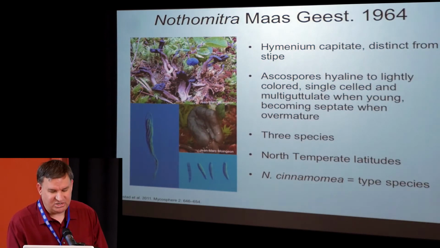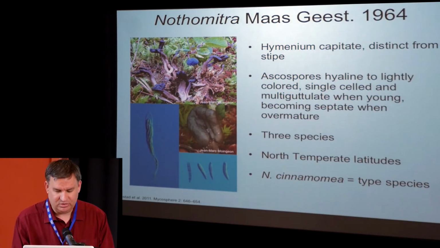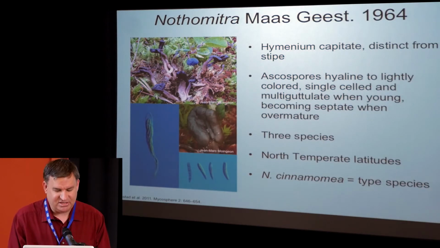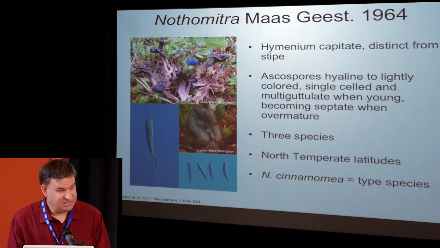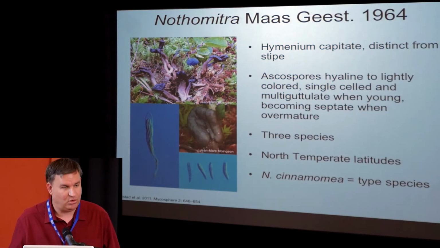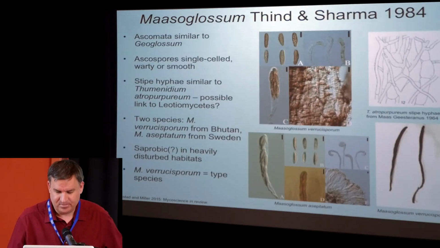And then we have Nothomitra, a relatively newer genus with a capitate hymenium, which is distinct from the stipe. The ascospores are hyaline to lightly colored, single-celled, and multiguttulate when young, becoming septate when over mature. A small genus with only 3 species in north temperate latitudes, and the type species is synonymy.